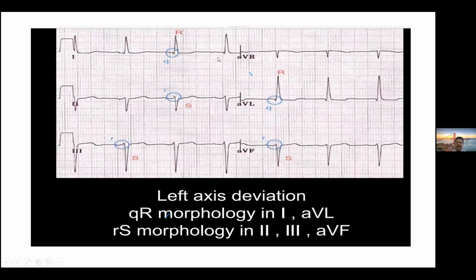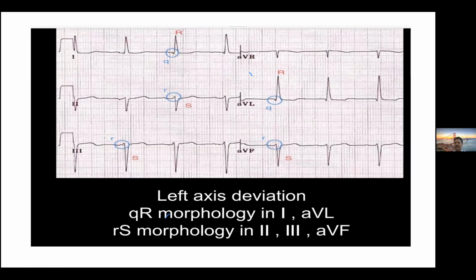See here, RS pattern, it is not inferior wall MI. See here, there is a small r, S pattern in aVF. It is not inferior wall MI. And a QR pattern in lead 1 and aVL. Typical of left anterior fascicular block.